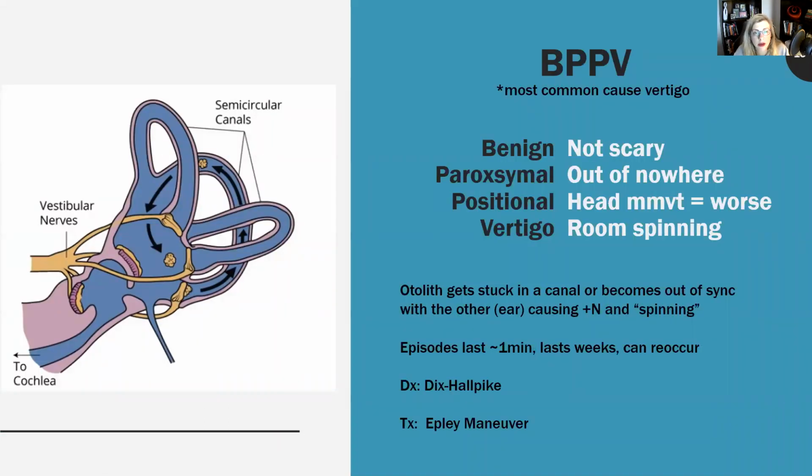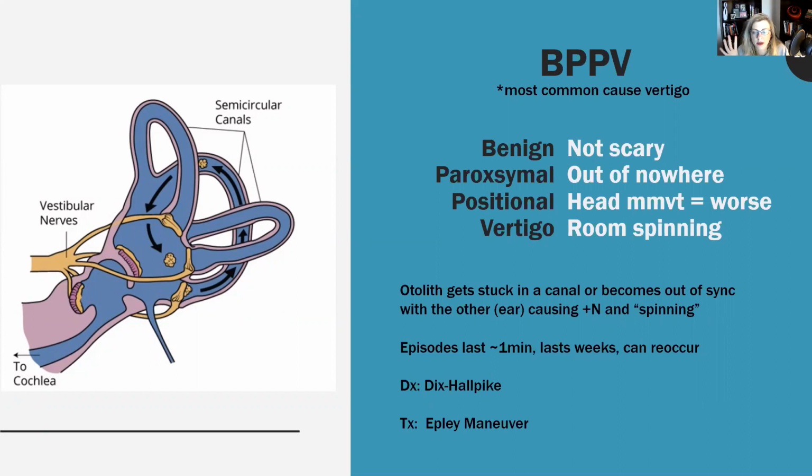So BPPV is the most common cause of vertigo when we're talking about real dizziness vertigo. And luckily, the name tells us everything we need to know. Benign paroxysmal positional vertigo. Benign means not malignant. It means it's not scary. It means it's not going to kill you. It also means it's not an emergency. Paroxysmal means it came from out of nowhere, and it also means intermittent. And then positional means that head movement specifically makes it worse.